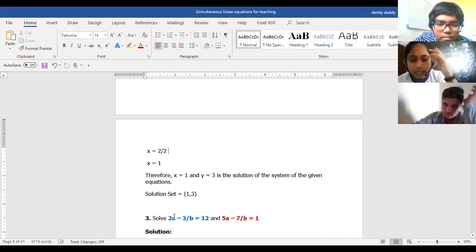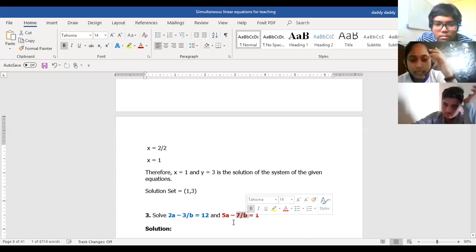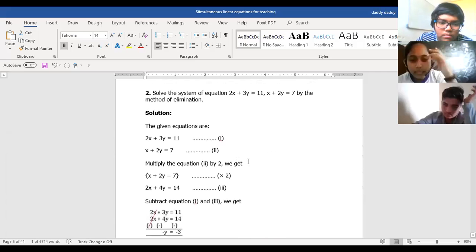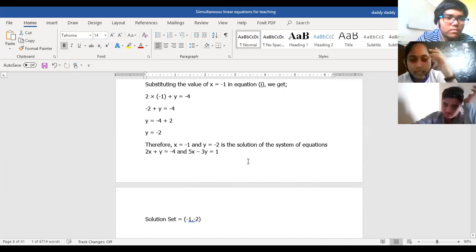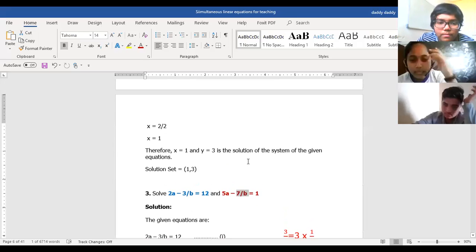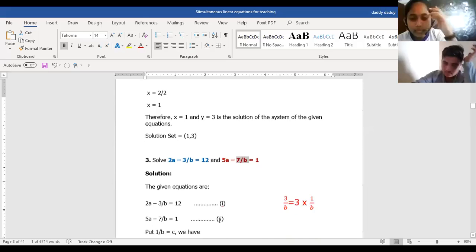Okay, I'll tell you. Now, in this particular question, if you see the second term of each equation, the variable is in the denominator. In both equations, the variable b is in the denominator. So there is something else which we need to do. In the previous questions, all the variables x, y, a, b were in the numerator. But in this particular question, one of the variables is in the denominator, so I need to do something else. Now let's see what that is.